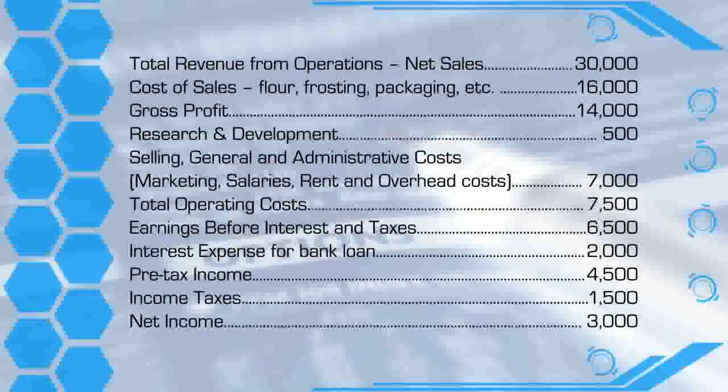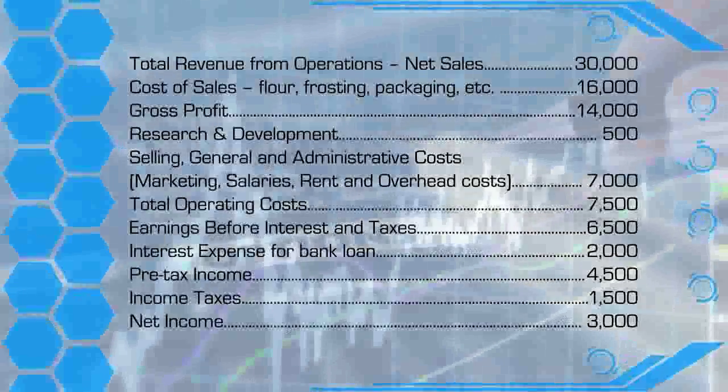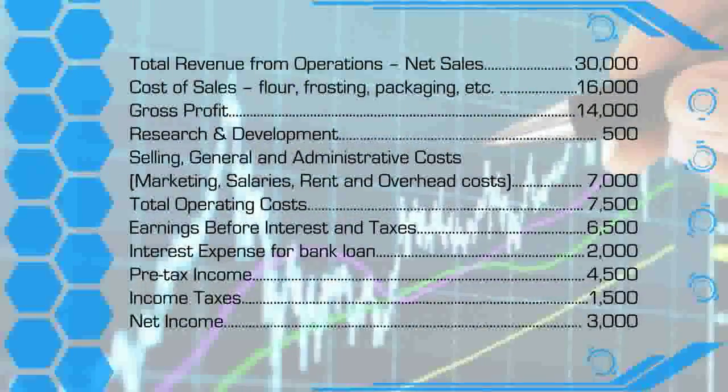After the costs of developing new flavors and products, and all our salary and overhead costs, we are left with earnings before interest and taxes of $6,500. We have interest to pay on a bank loan that reduces our profit to $4,500, and that is pre-tax income. Income taxes are $1,500, leaving us a net income or net profit of $3,000 after all expenses are paid.